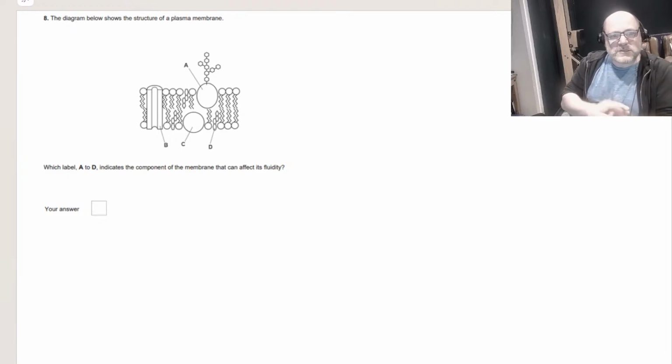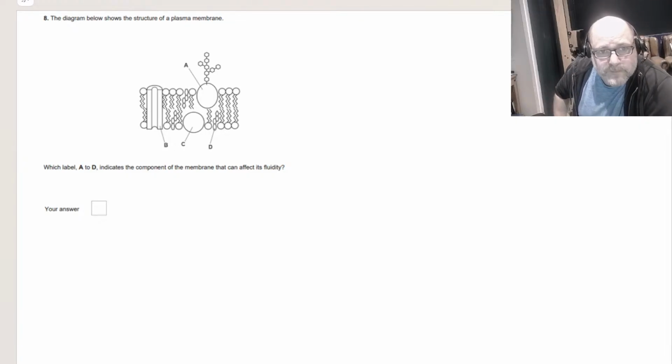Diagram below shows the structure of a plasma membrane. Which label A to D indicates the component of the membrane that can affect its fluidity? Oh my gosh, my eyes can't pick that up.